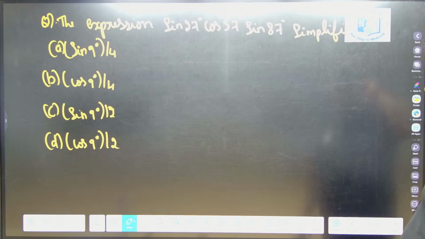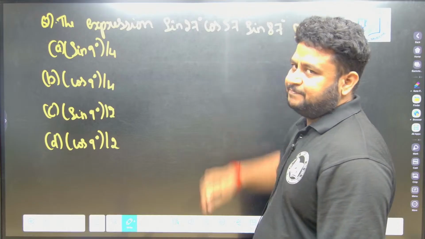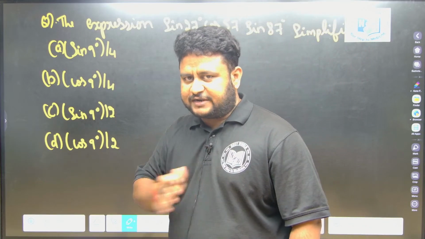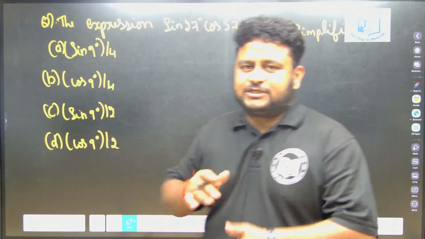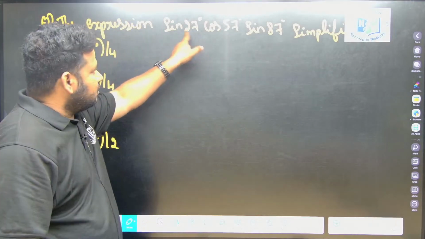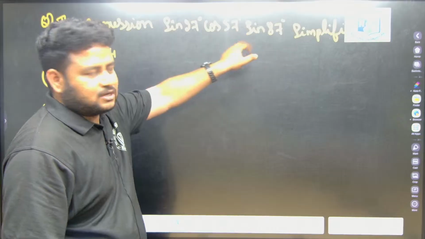See here, in this question sin 27 is there, sin 87 is there, but cos is also there. The formula is for sin, or for cos, or for tan, but not for a mixed question, that is, sin and cos together, or cos and tan together. Only sin should come here, or only cos, but here cos is there.